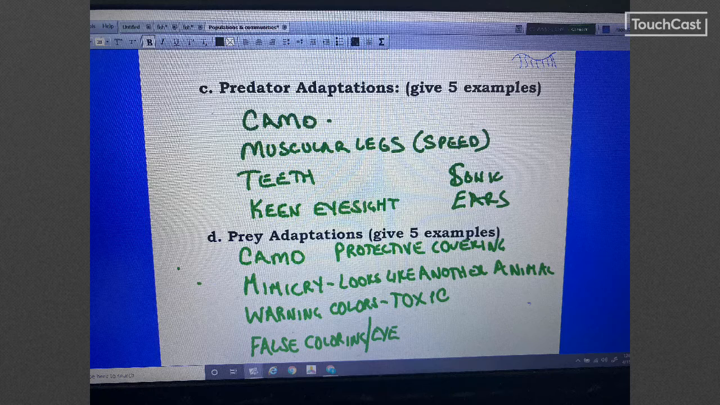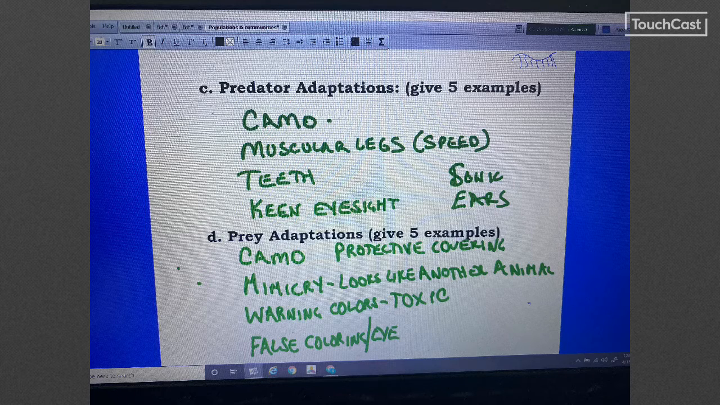You have oftentimes muscular legs to give them speed, or just muscles in their jaws to give them powerful bites, especially with like alligators. There's sharp teeth to rip through the flesh and do killing. They have keen eyesight like your eagles to find their prey and spot movement. And ears that help them hear their prey.